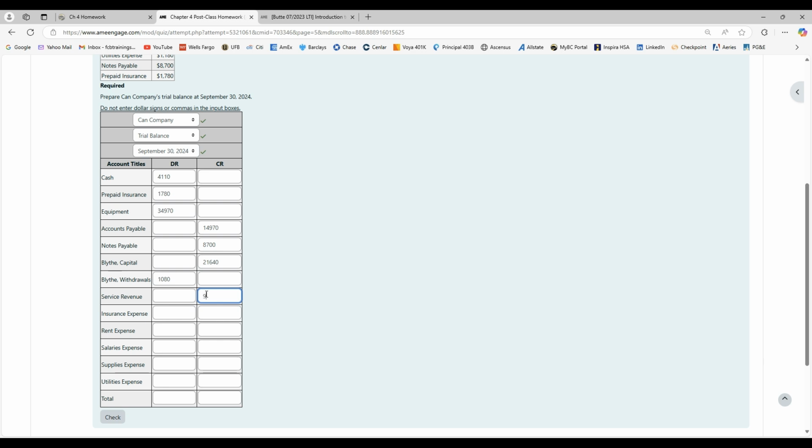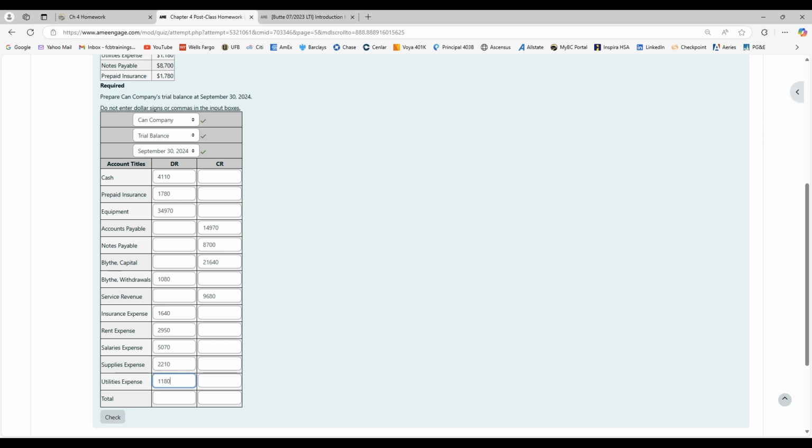Where's our revenue? Service revenue 9680. Insurance expense 1640. Rent expense 2950. Salaries expense 5070. So I'm just going through this listing. Like I said, I snipped it to the side, so you might have to scroll up and down.